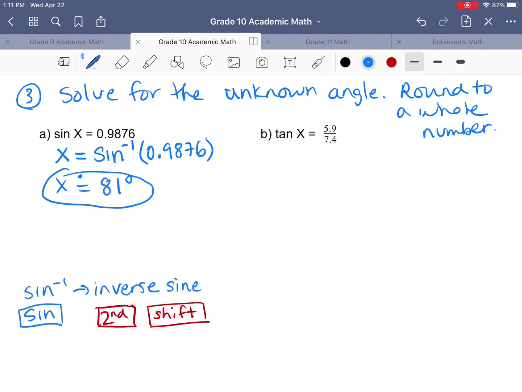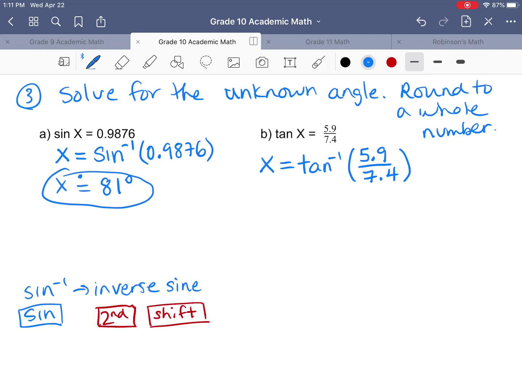Now let's take a look at B. So we have tan x is equal to 5.9 divided by 7.4. So our next line is going to look like this. X is equal to the inverse tan, or tan to the negative 1, bracket 5.9 over 7.4. And again, some of you will be able to punch it into your calculator exactly how it looks, and some of you will have to play around with it a little bit.